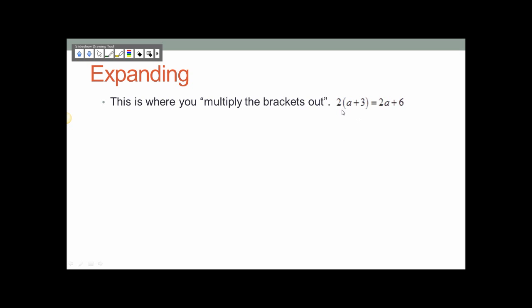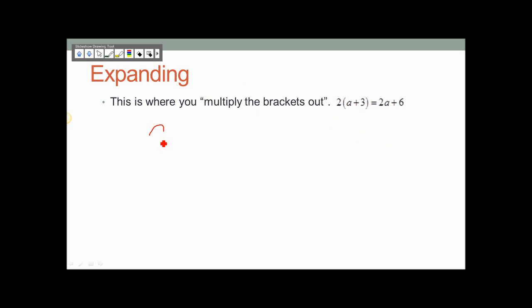For example, here we have 2 and in brackets we have A plus 3. To expand, what we need to do is take the number which is outside the brackets, this number 2 here, and multiply it by not only the first term, which is the letter A, but also the second term, which is the number 3. The point here is not to forget to multiply it by the A, but also the 3. In many a question that I've seen, some people will just go 2 times A and then leave the 3 by itself. When we expand, we must multiply by both terms.